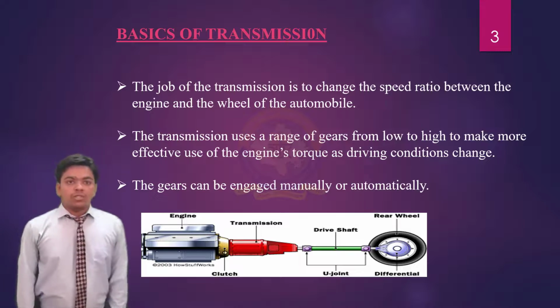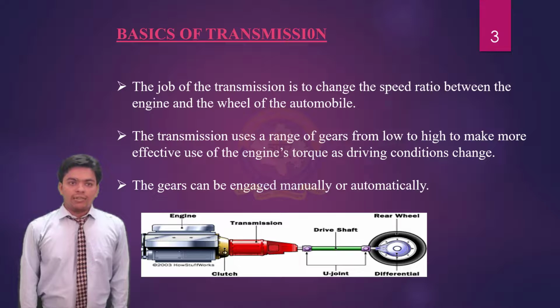The gears can be engaged manually or automatically. This figure shows how the transmission is connected to the engine and the rear wheel of the vehicle. The engine is connected to the clutch and the clutch is connected to the transmission. The transmission is connected to the drive shaft, the drive shaft is connected with the differential, and the differential is connected with the rear wheel.